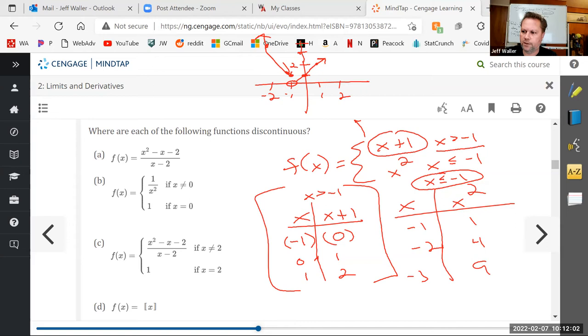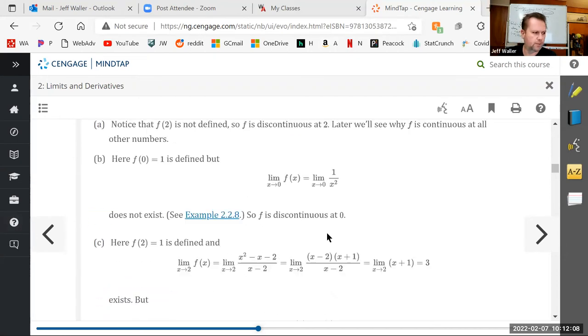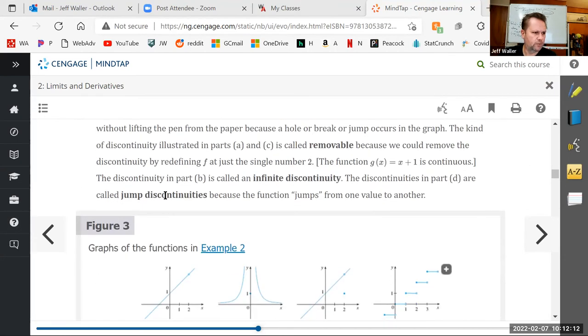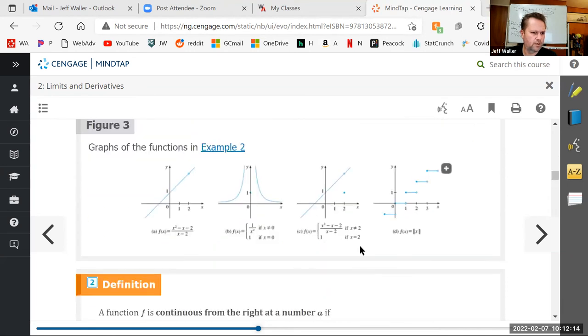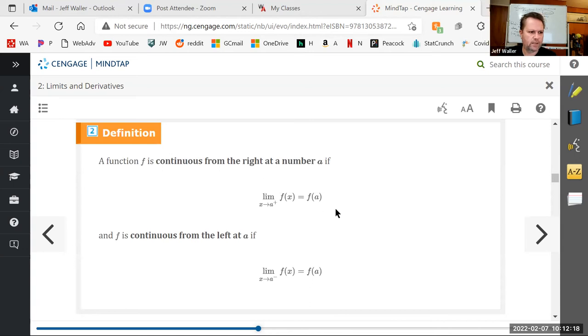Okay, let me clear all this. Hold on. What time do we have? Okay, let's see. I want to make sure I didn't miss anything. There's removable, infinite, jump. Look at that. The book agrees with me. Isn't that nice? We already talked about this kind of thing. Oh, we haven't talked about this one.